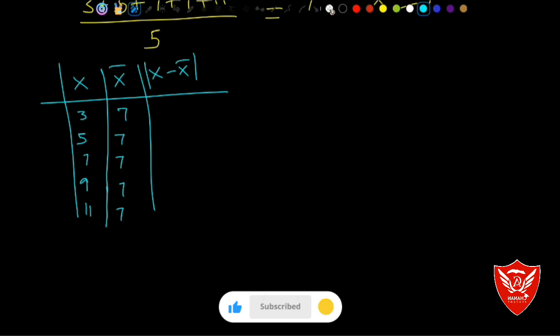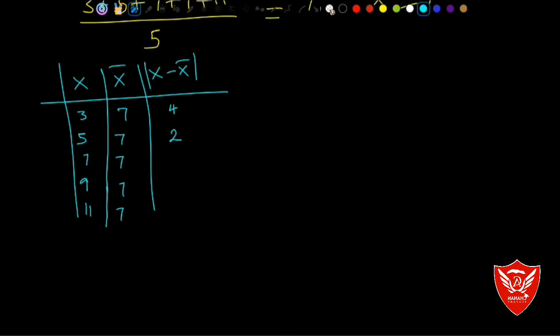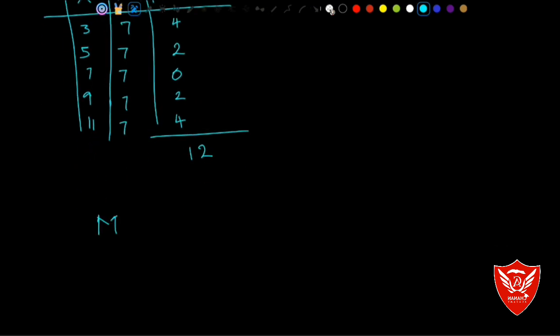3 minus 7 is minus 4, so the absolute value becomes 4. 5 minus 7 is minus 2, the absolute value becomes 2. 7 minus 7 is 0. 9 minus 7 is 2. 11 minus 7 is 4. So the total of the absolute values is 12. Therefore our mean deviation is equal to 12 over 5, which is the same thing as 2.4. So that is how to find the mean deviation.